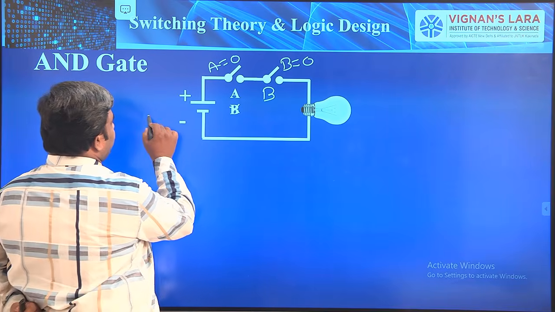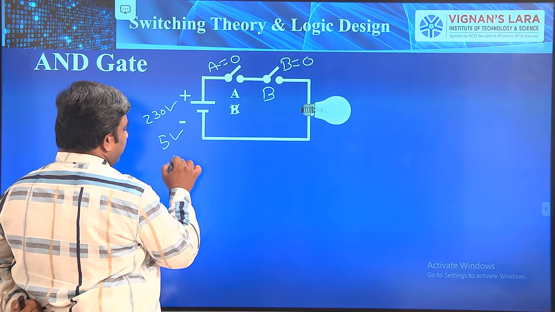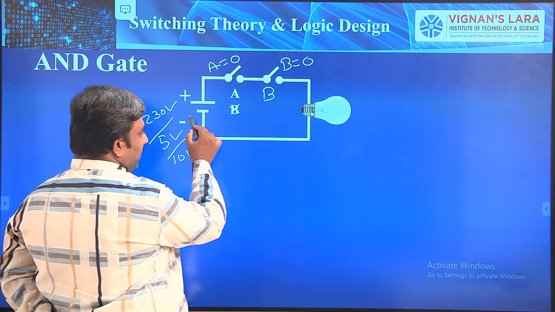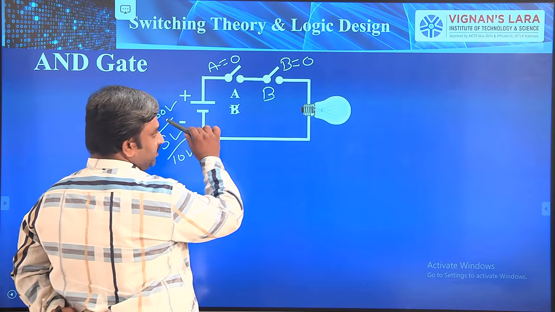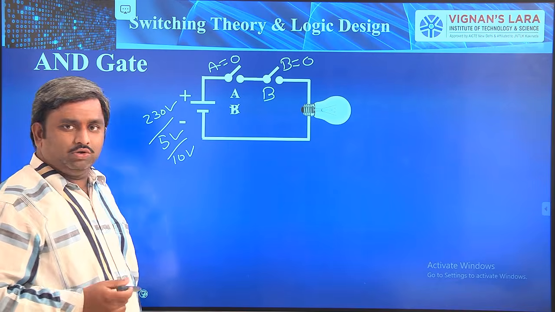So whatever the voltage, for example 230 volts or maybe 5 volts or 10 volts, whatever it may be, whenever the power supply reaches the bulb, only then is the bulb going to glow.